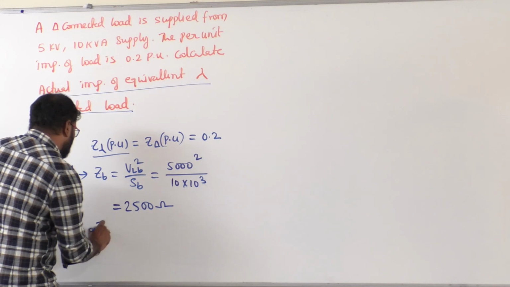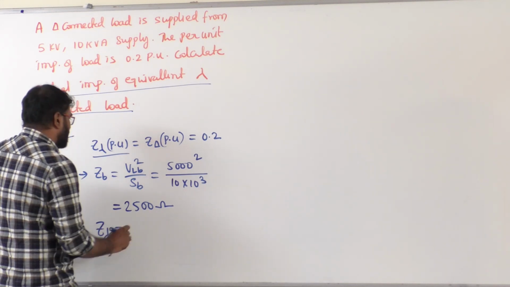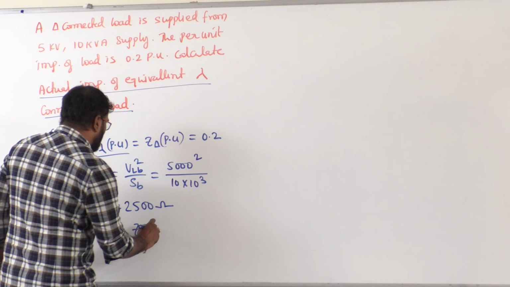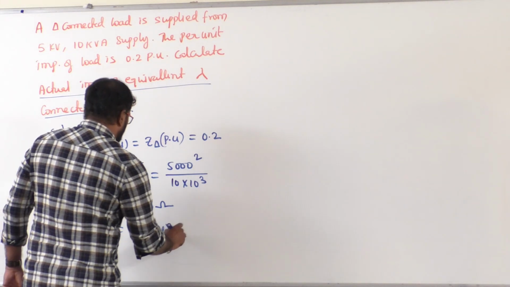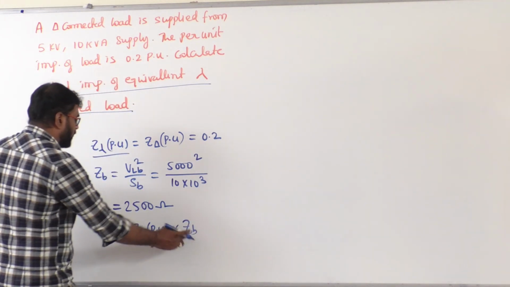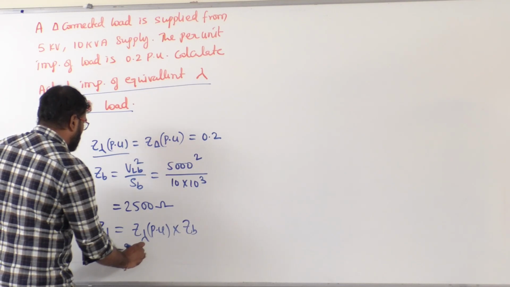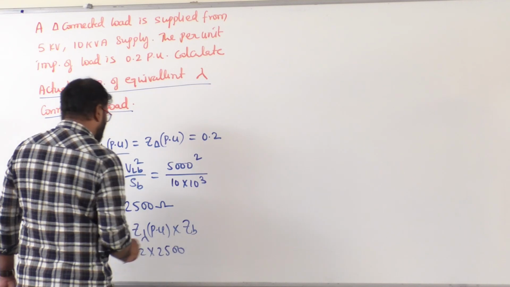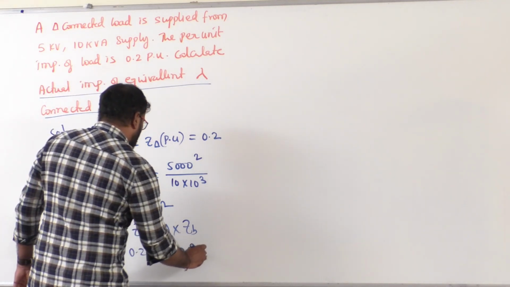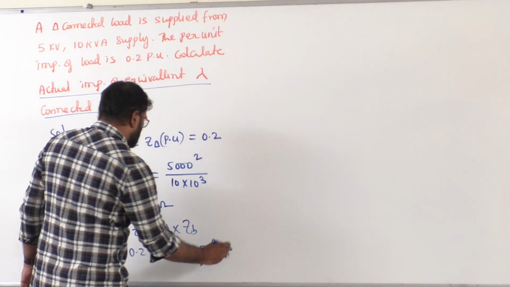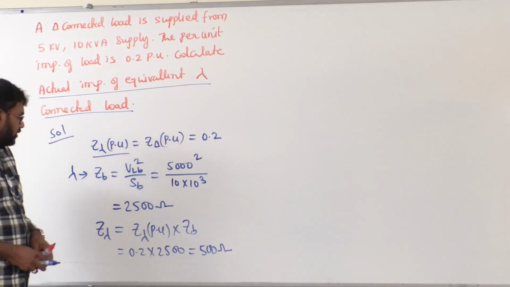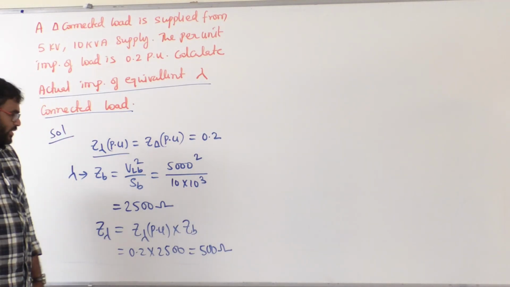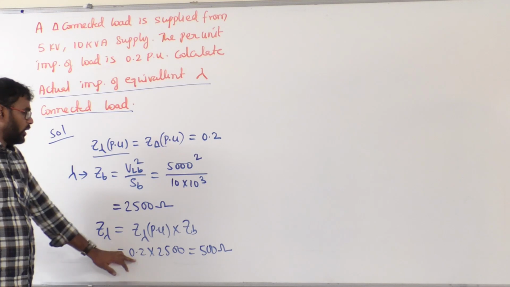Now what is the Z star actual? Z star actual is Z star per unit into Z base, which is calculated for star connection. Now I get 0.2 into 2500, which is 500 ohms. 500 ohms is the equivalent star connected actual impedance.